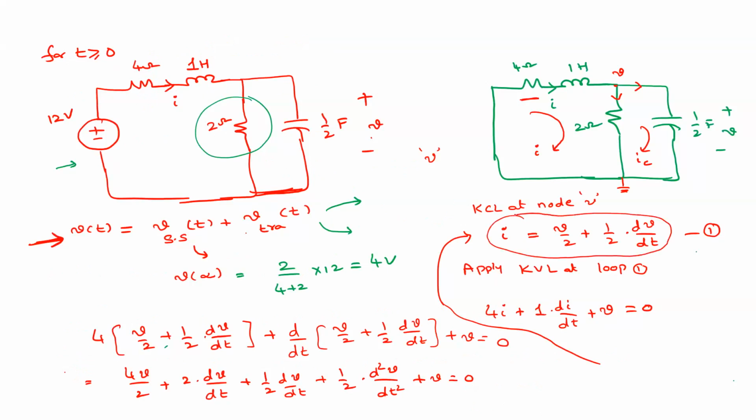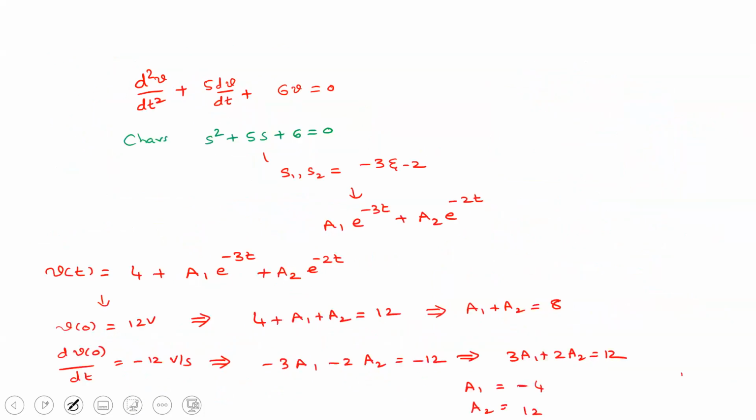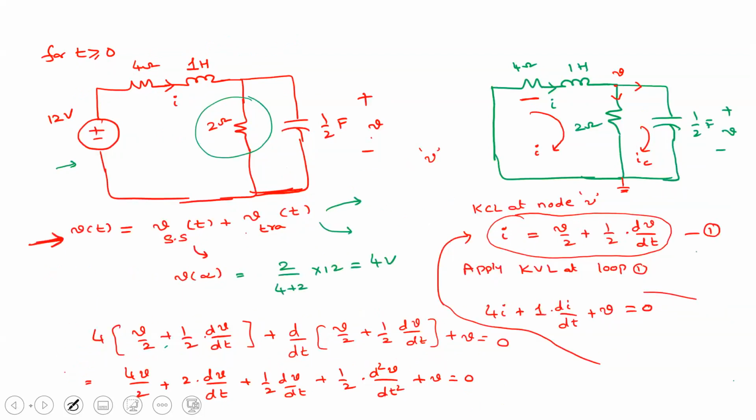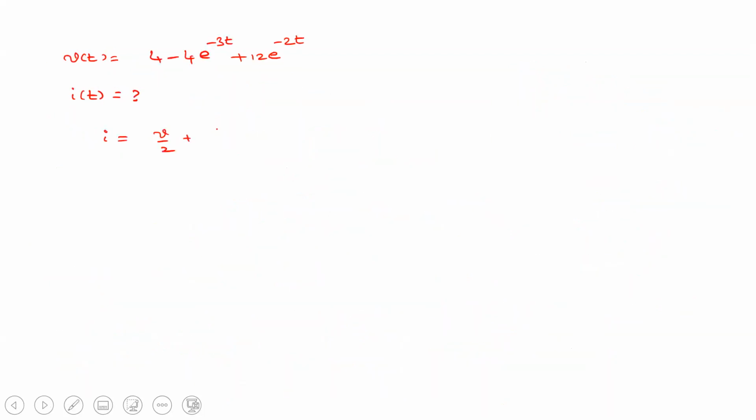Yes, sir. Okay. So what is that equation? I equal to V by 2 plus 1 by 2 dV by dt. So do that and find out I of t.